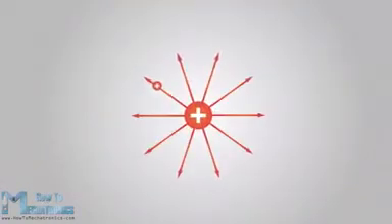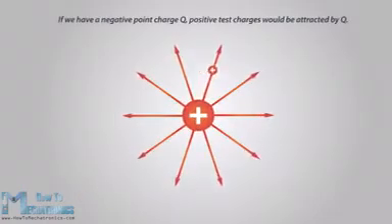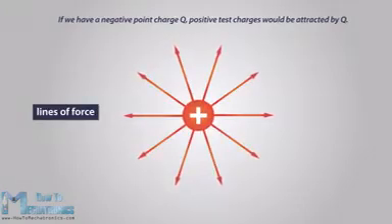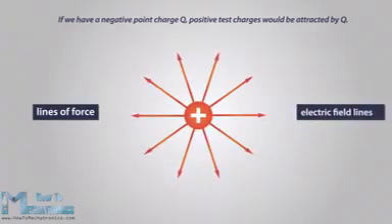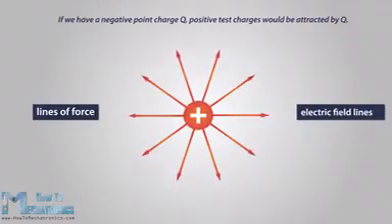A small positive test charge Q placed at the various points near Q would be repelled or attracted by Q and would move along the lines. These vectors are called lines of force or electric field lines, a concept first introduced by Michael Faraday. They show the direction and the magnitude of the force applied on any nearby positive test charge. It is actually the direction that a mobile positive charge would move if placed in the field.